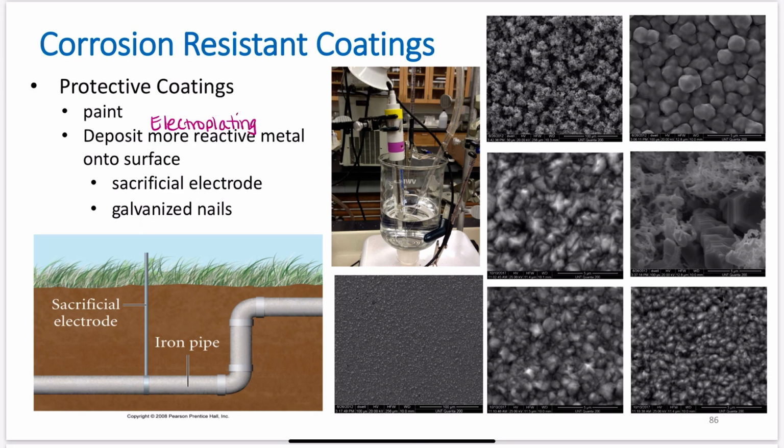Or electrodeposition. We're depositing a metal, plating one metal onto another. We do this by using a sacrificial metal. What do I mean by that? I mean a metal that's more willing to oxidize to protect something underneath.